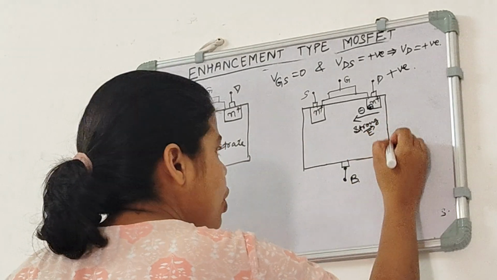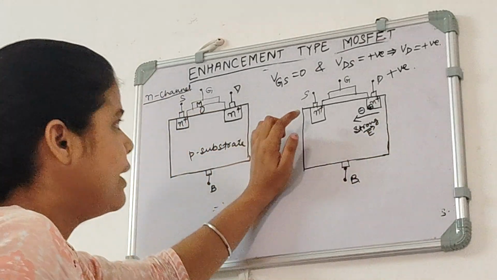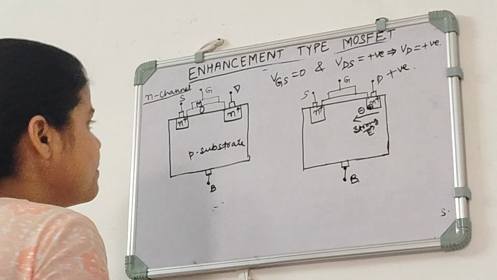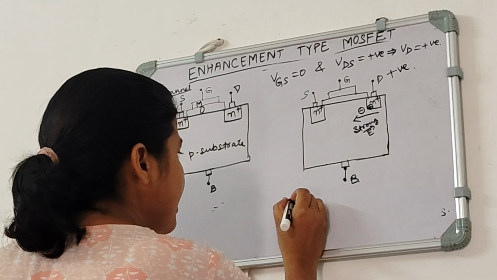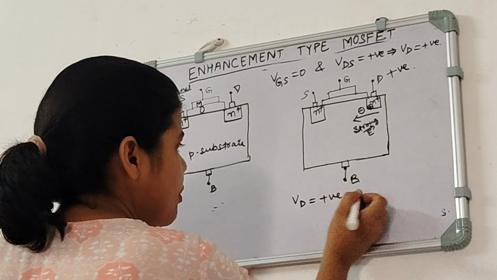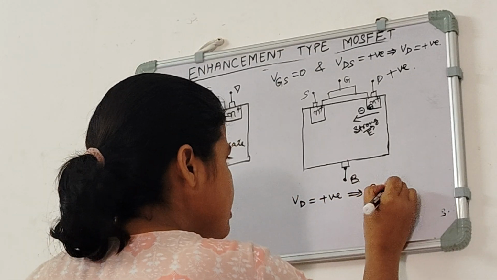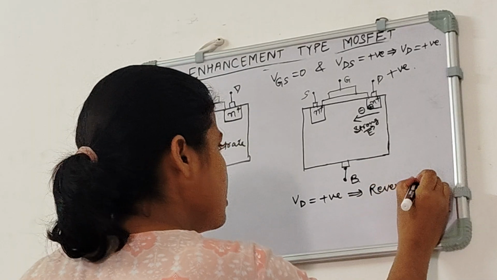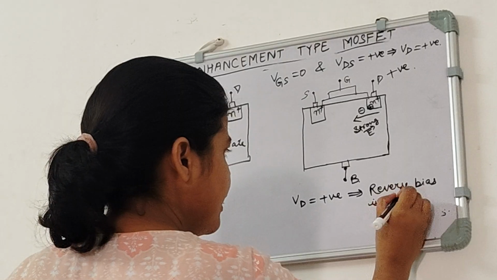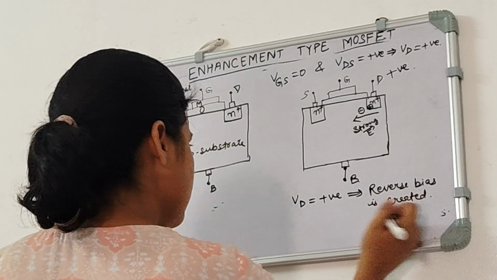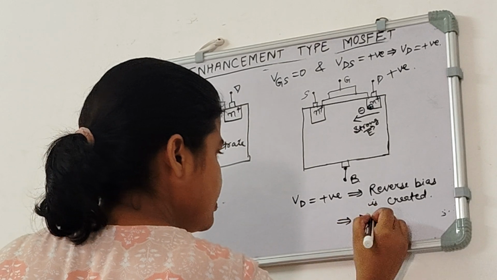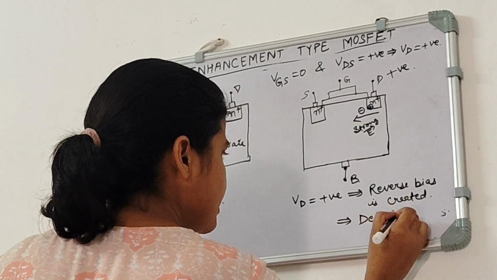And due to this strong electric field, the electrons of the source will be attracted towards this. So here we can write that VD equals positive, that means reverse bias is created, and this reverse bias means depletion region increased.